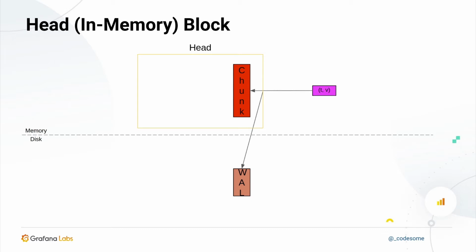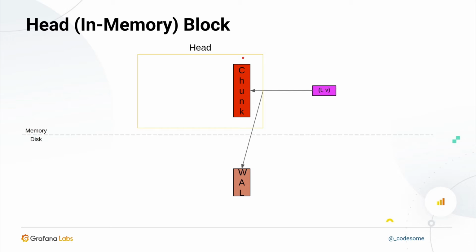In all the discussions going forward, I'll be talking with respect to a single series. I have a horizontal line here. Anything that's represented above this is in memory. Anything that's below this is on the disk. So here we have a sample incoming inside the head block, and we store the samples in something called a chunk.